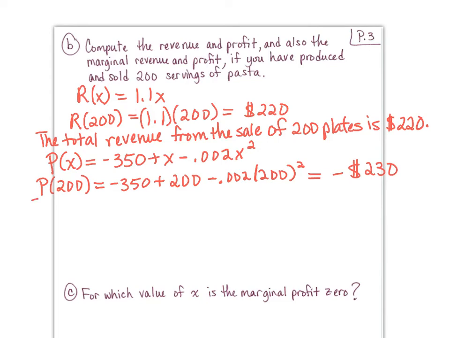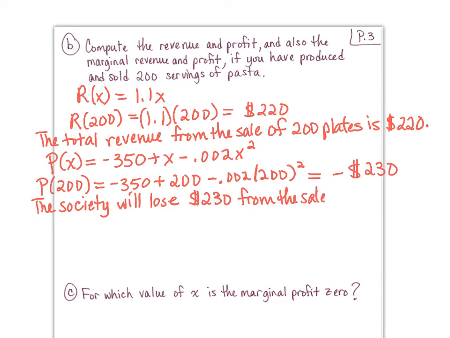Okay, so the society will lose $230 from the sale of 200 plates. Okay? And now it says we also have to find the marginal revenue and the marginal profit if we have produced and sold 200 servings of pasta.